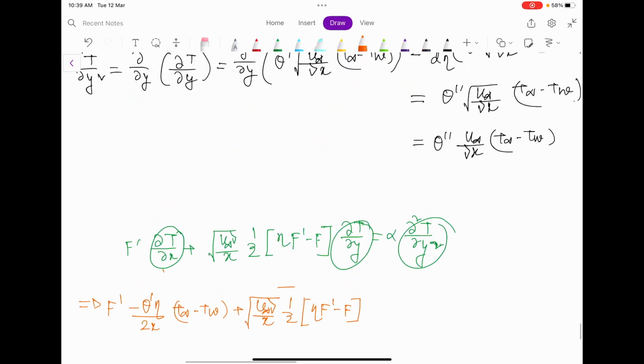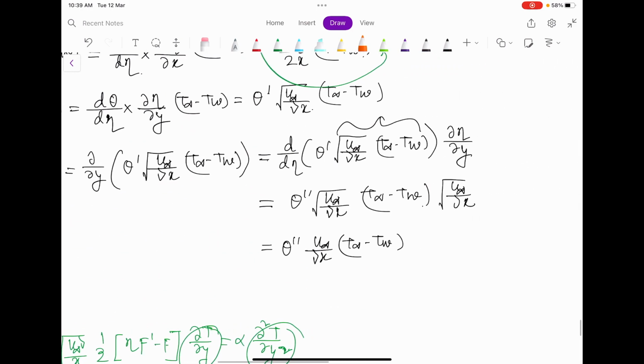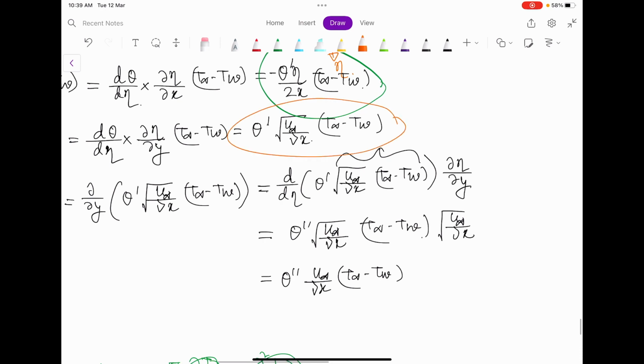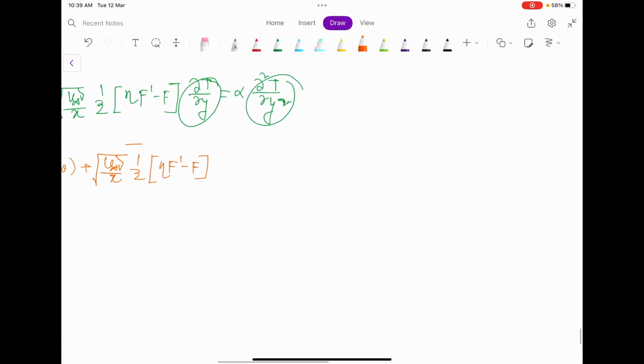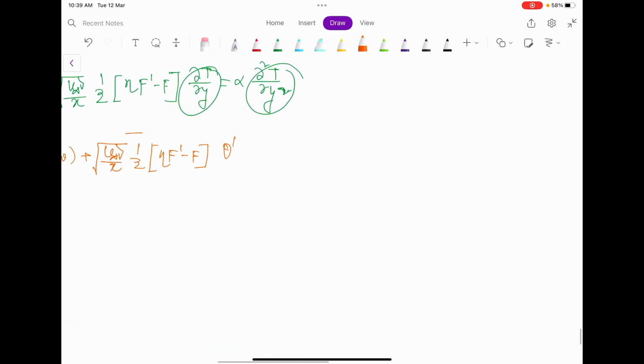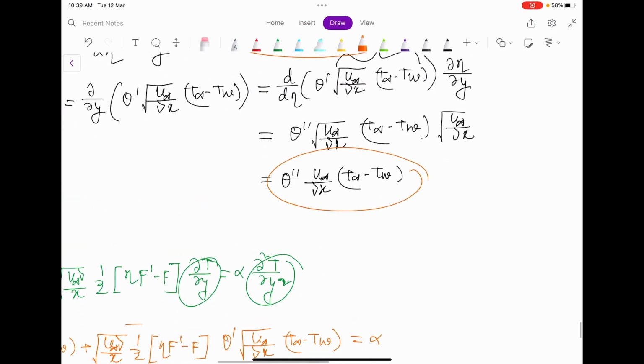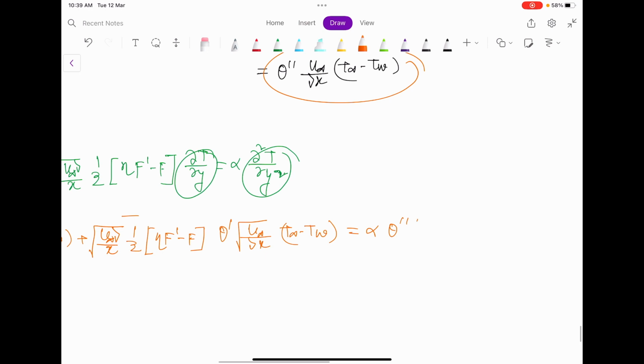Okay, so del t del y is what? Del t del y is this one, theta dash into root over of u infinity by nu x, t infinity minus t1. Okay, that is equal to alpha into this thing, theta double dash u infinity by nu x, this one.